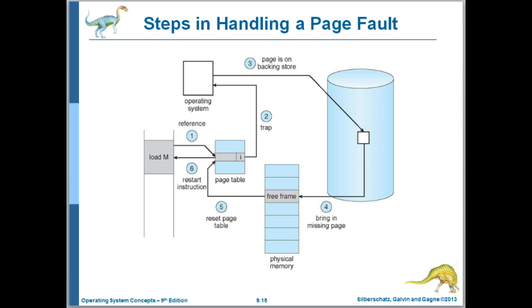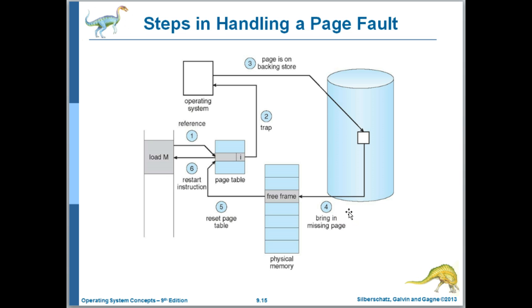Again, here's an illustration. A load instruction is executed. That results in the MMU performing a page table lookup, finding the valid bit not set. That causes a trap to be generated. The operating system determines that the requested page is on the backing store. That's going to ultimately cause a context switch. So an I/O is set up to transfer the page from the backing store into a free frame, and then at that point a context switch is performed.